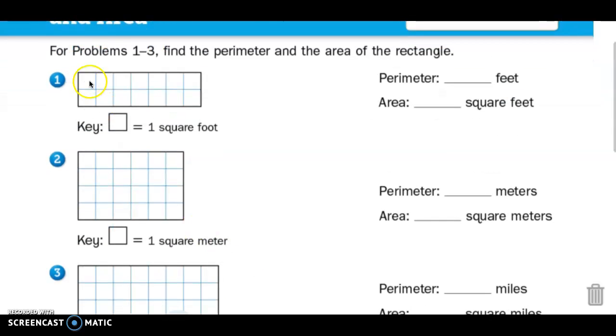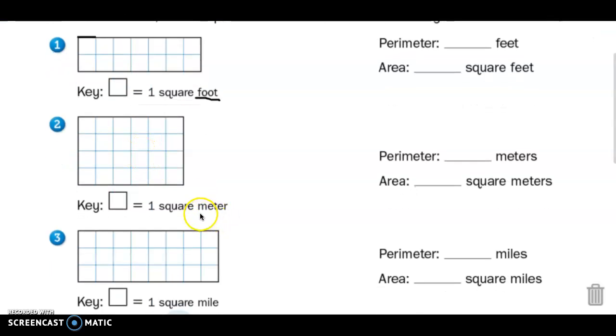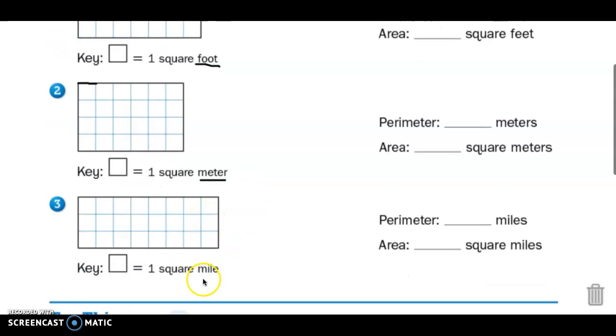So I know that all of these squares look exactly the same, but if you look at their labels, this one says foot. So you'd have to imagine that this line was 1 foot long. And then this one says meter. You'd have to imagine that this is 1 meter long. And I know they look the exact same size, but in your head, you would just have to think what units we're measuring in. And this is a mile.